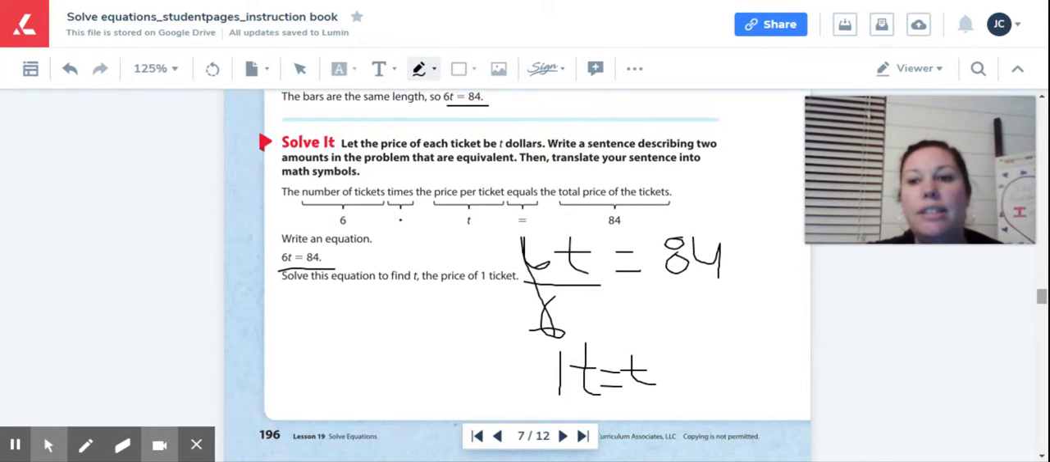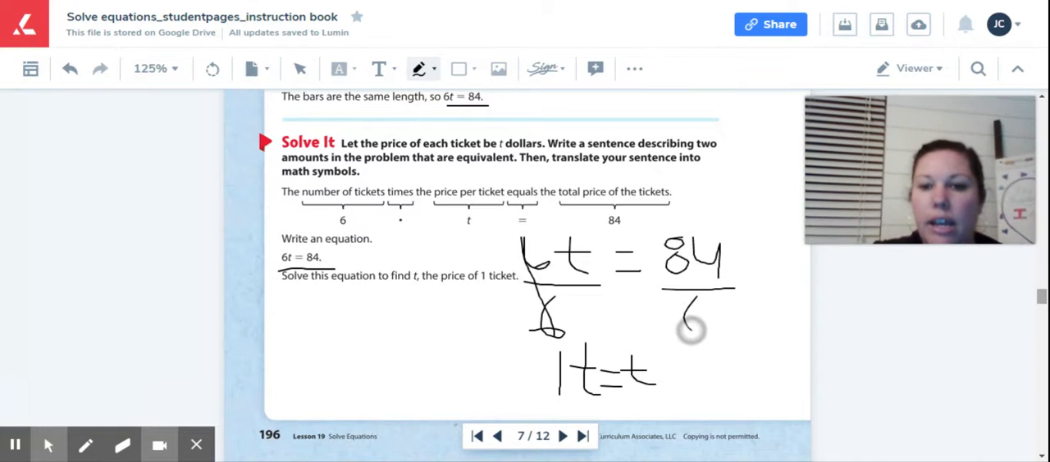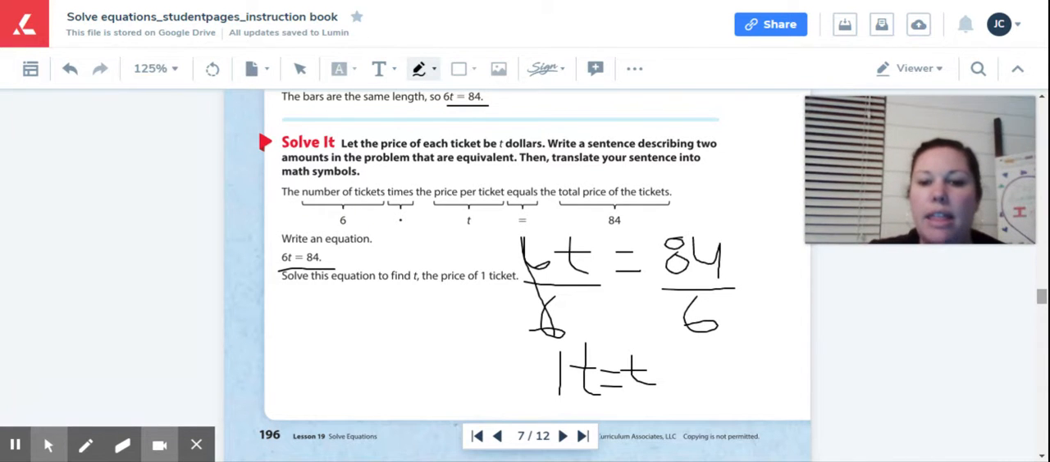So now, of course, the rule applies that whatever I do to one side of the equal sign, I have to do to the other. So I'm also going to divide 84 by 6. And then that is going to give me what t is. So let's go ahead and divide. Well, I already know that 6 times 12 is 72, so obviously this number is going to be more than 12. But if I do 6 times 20, then I'm going to get 120, and that's too big. So it's going to be somewhere between 13 and 19, right?